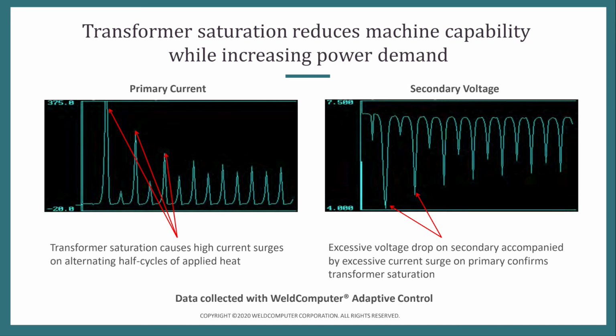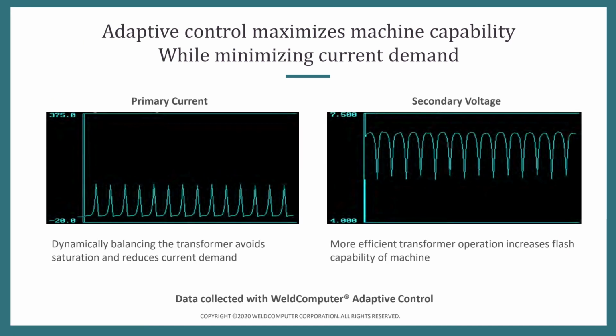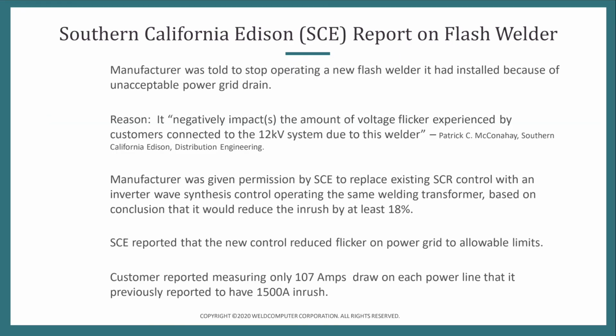saturation. Now, here you can actually see the saturation occurring on alternating half cycles of the input to the transformer, where the current is just shooting through the roof, and at the same time you can see coincident voltage drops dropping to nothing. And when those events occur, you start to lose your ability to flash, while at the same time your power consumption starts to shoot through the roof. Now, if you can balance that to keep that from happening, in this particular installation, the current draw is actually able to be kept to a third of what it was when you were ignoring the fact that it was going in and out of saturation, while at the same time delivering better flashing capability.